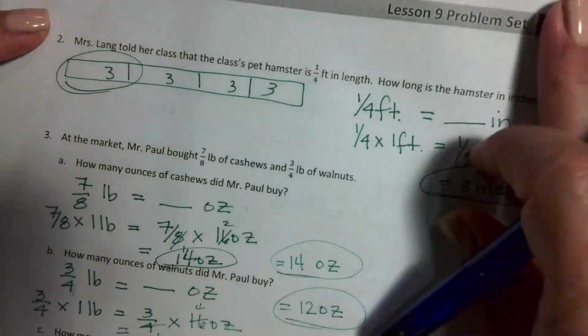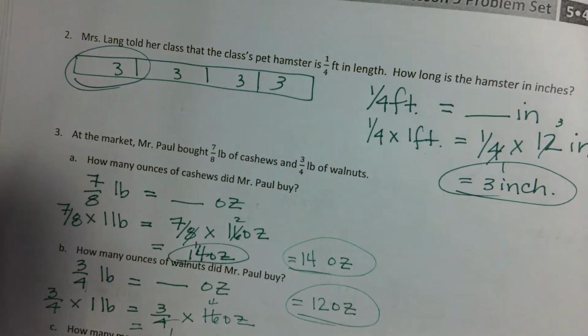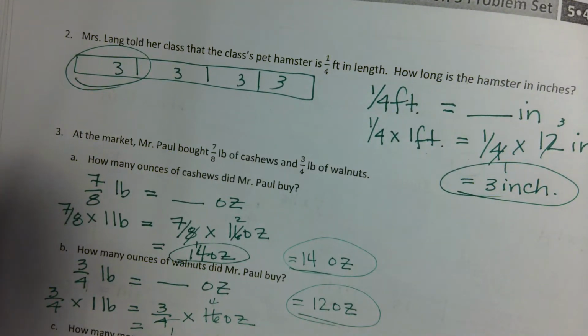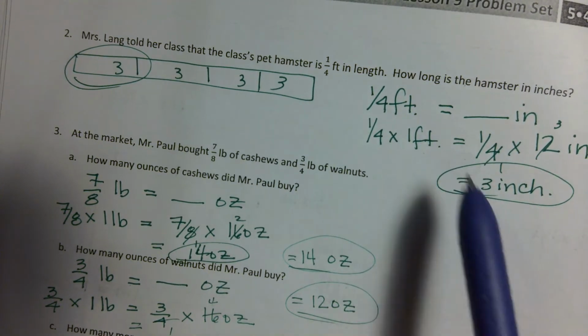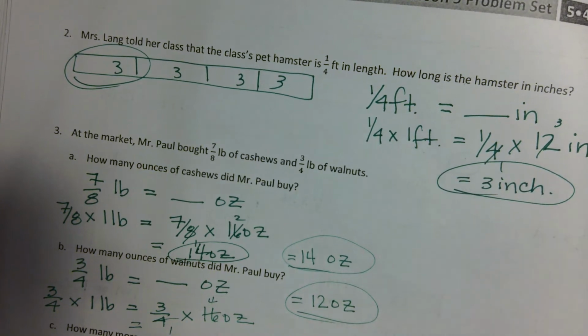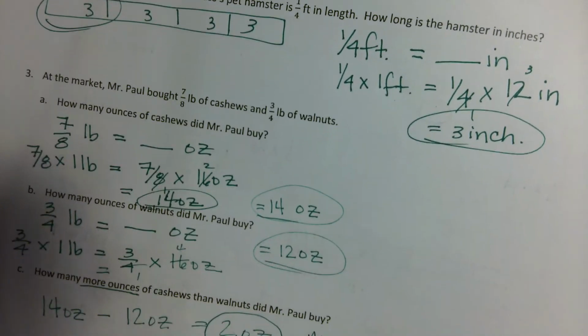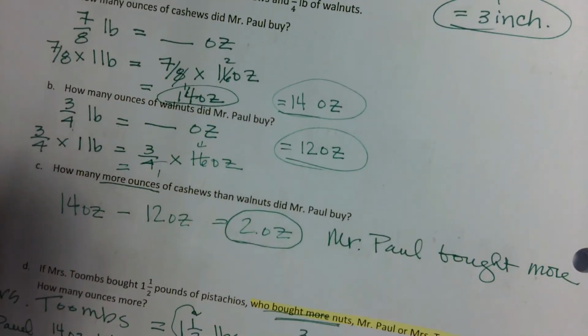Mrs. Lang told her class that the class's pet hamster is 1/4 of a foot in length. How long is a hamster in inches? 3 inches. I solved it in the same exact way using that algebraic formula.